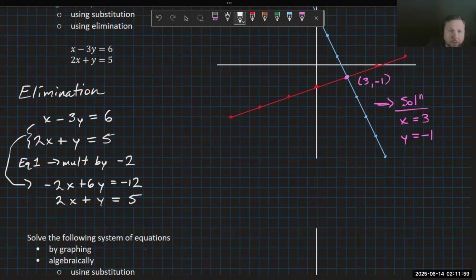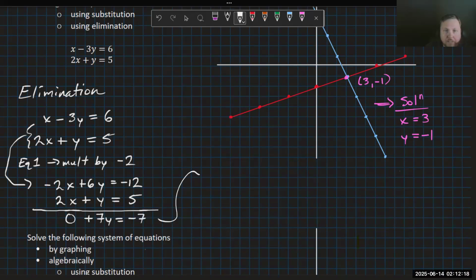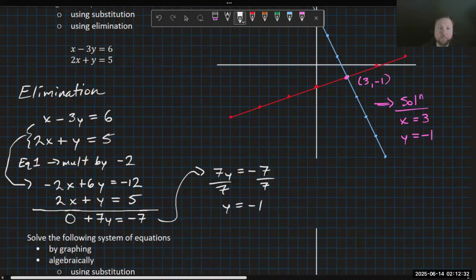Okay, so now when I add these two equations together, -2x plus 2x gives me 0. 6y plus y gives me 7y. -12 plus 5 gives me -7. Okay, so now I'm at 7y is equal to -7, and I can just solve this for y by dividing both sides by 7. So I have y is equal to -1.